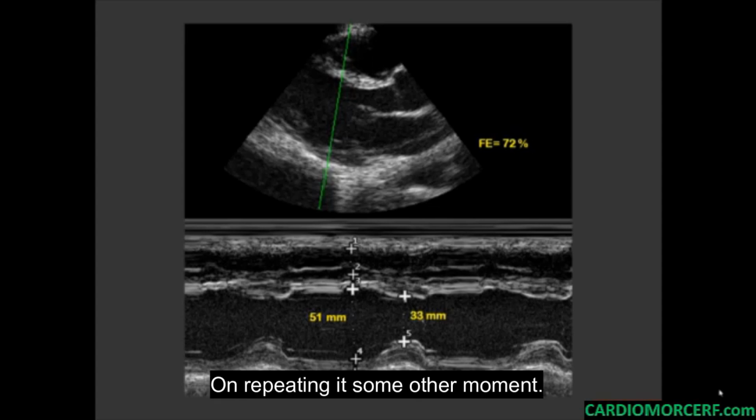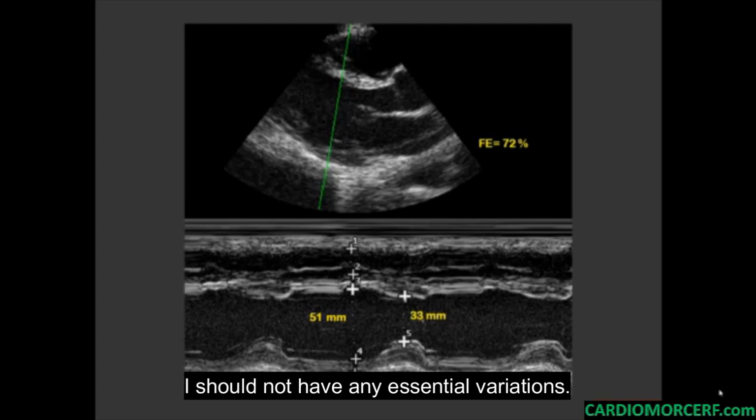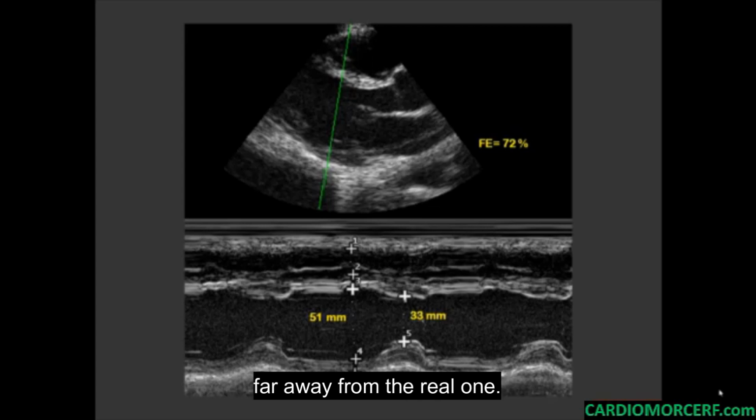On repeating it some other moment, I should not have any essential variations. In other words, if I obtain an ejection fraction by this method, it indeed may be far away from the real one. It is certainly not accurate, but I know that if I am to repeat that ejection fraction shortly, it would be the most precise I can have. This is very important in some situations, as in patients with chemotherapy.